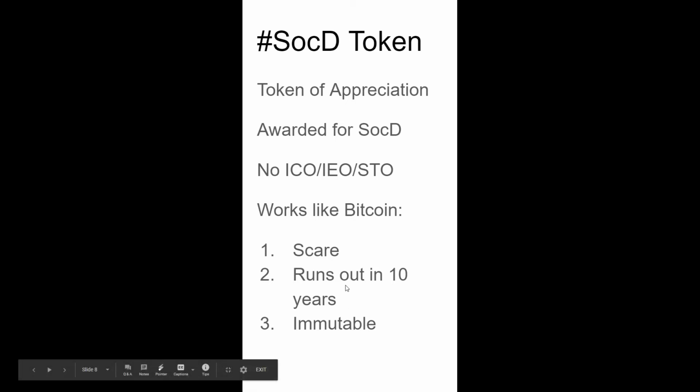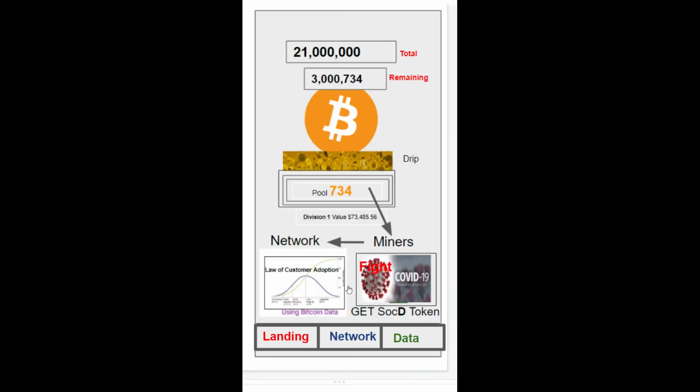Well, I wouldn't say it works just like Bitcoin. It works very, very similar to Bitcoin. There's only a pre-allocated amount, right? So this is how Bitcoin works. There's 21 million, and there's 3 million left. There's a pool of coins that are potentially available to the network, and this pool is released over time. This is kind of a layman's interpretation. Bitcoin really doesn't work this way, but it kind of does also, right? And it goes to the miners.